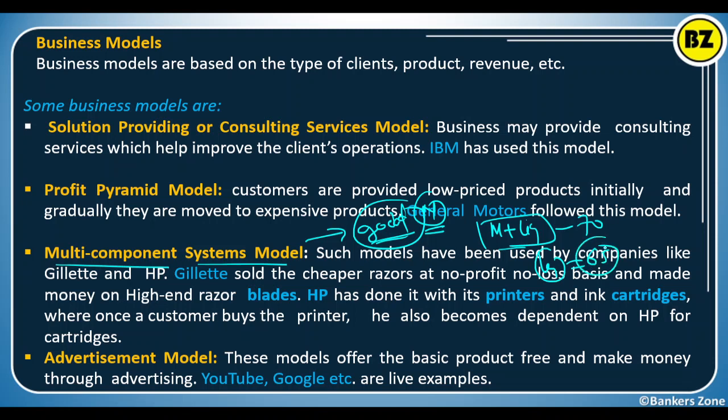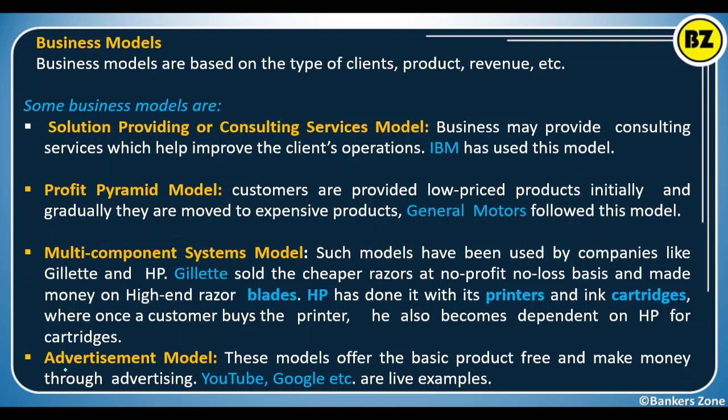What do you mean by that? The company is offering the machine at a low price initially, but because you depend on the Good Knight liquid, the cost of that is very high, so the company is earning on that liquid. Got it? That is called the multi-component model.